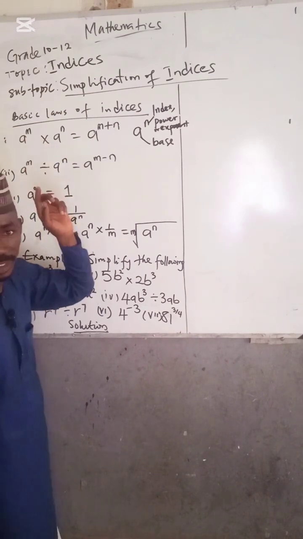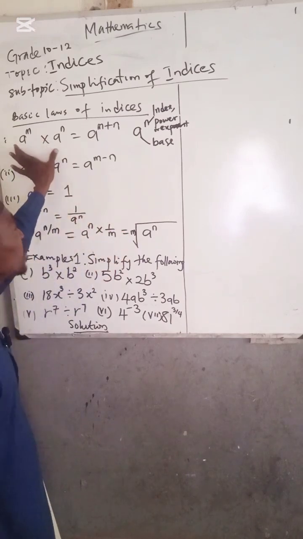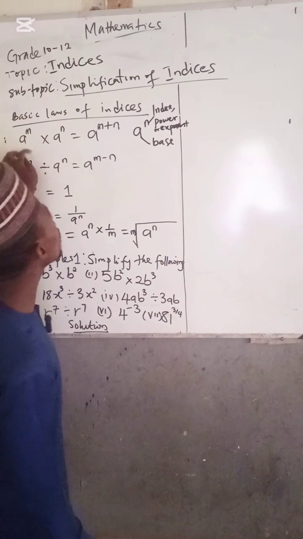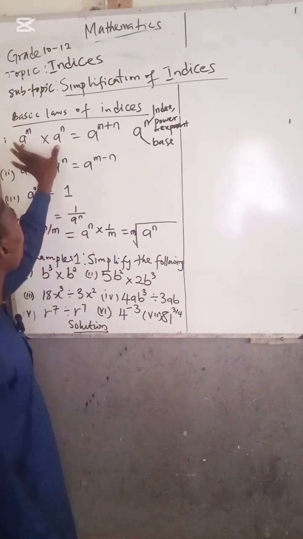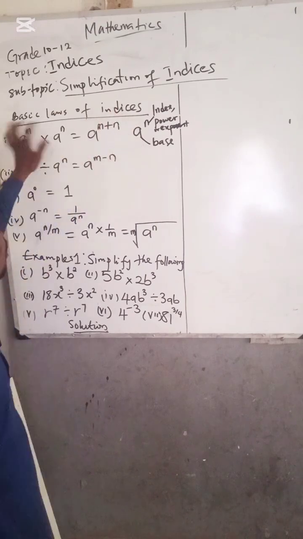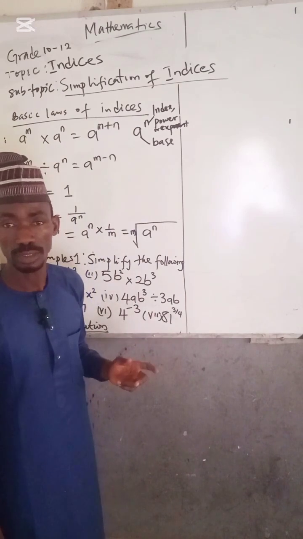It's very simple and direct. That when numbers of the same base, items of the same base, objects of the same base are being multiplied together, we simply do what? Pick one of the bases and sum up the power. That is when it is multiplication.